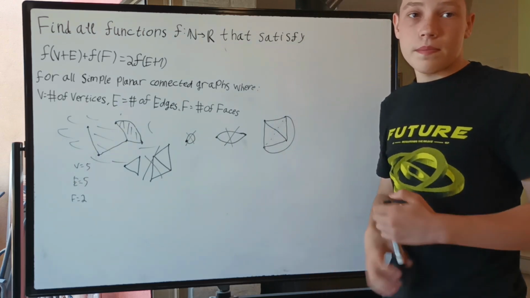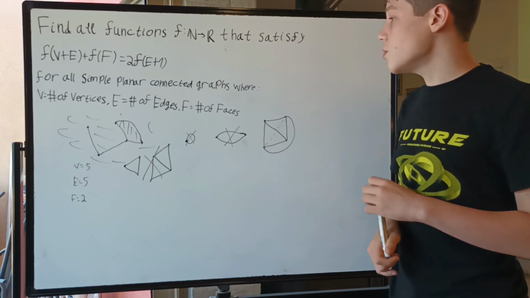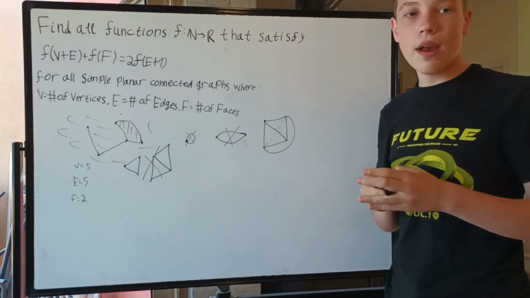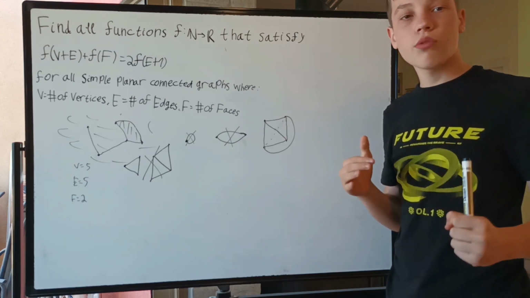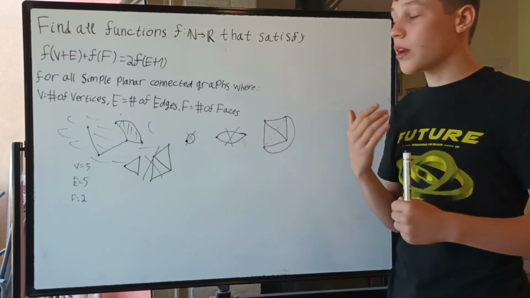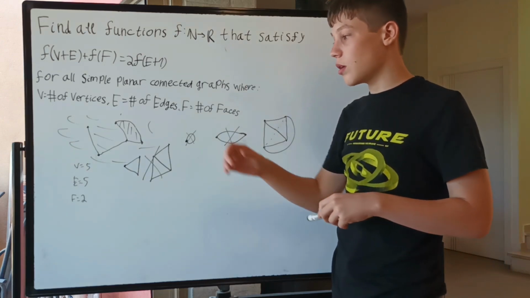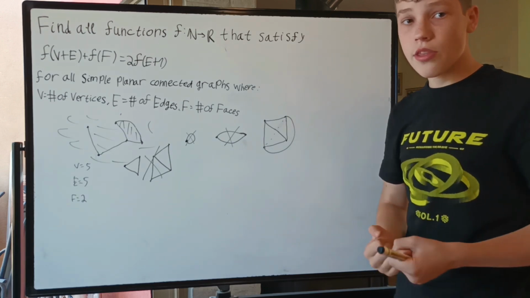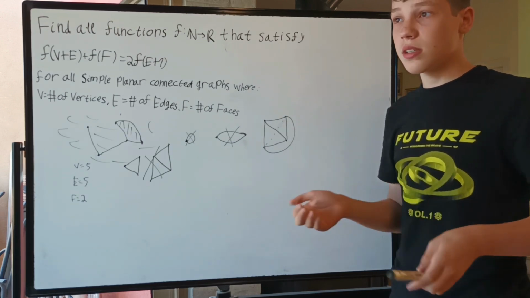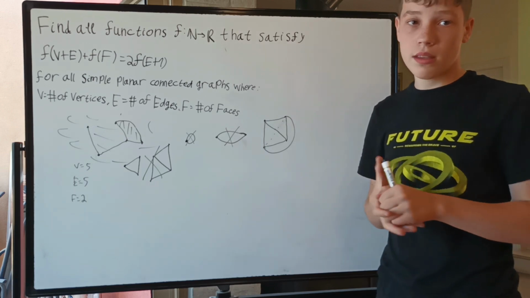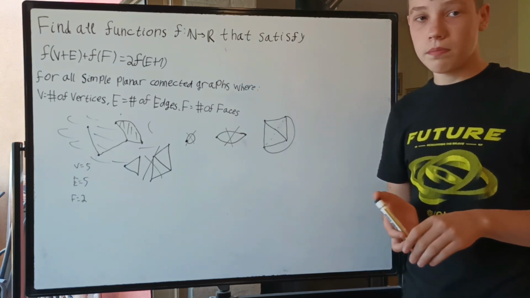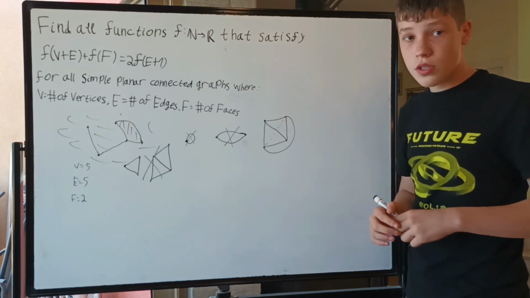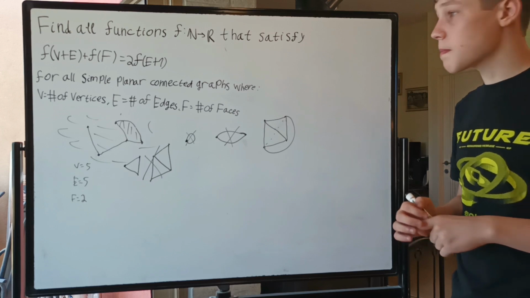So let's begin. The way to do this, or at least the way I thought of initially, is to find general graphs with n vertices that are simple enough that we can actually say what V, E, and F are, and put them into this functional equation and get things about f until we just have a couple of algebraic equations that we can use to get what f is. So the first graph we're going to draw is very simple.